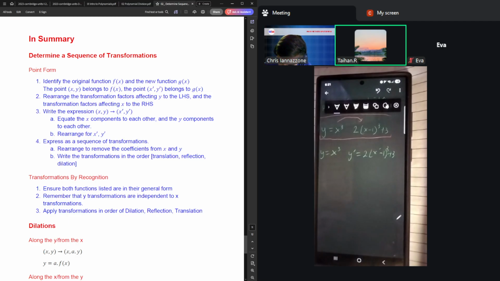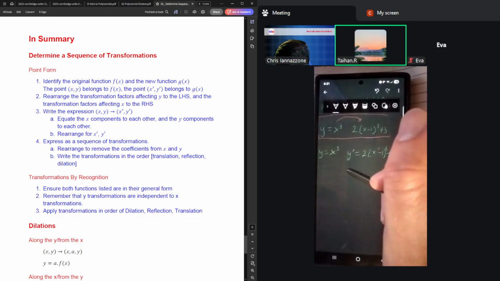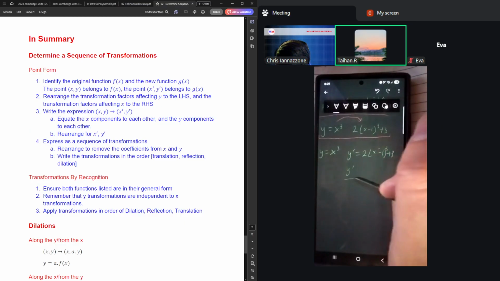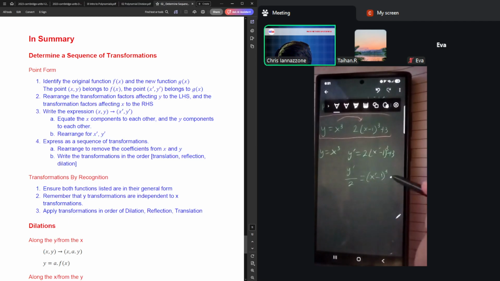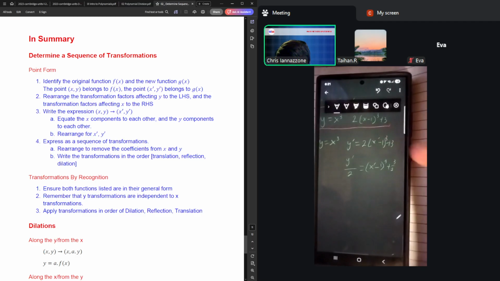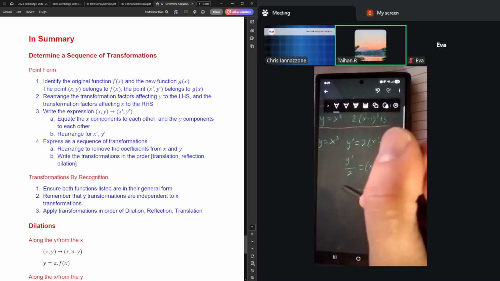Wait, so I'm trying to remember the steps. Oh yeah, you just divide by 2. So y dash over 2 is equal to x dash minus 1 cubed plus 3. If you're going to divide by 2, just keep in mind the algebra laws still apply, so you would have to do that as well. And then minus 3 over 2. Yeah, that's right.